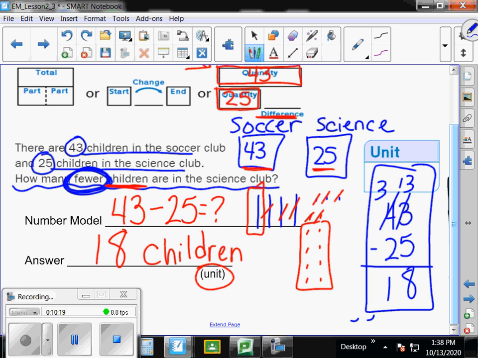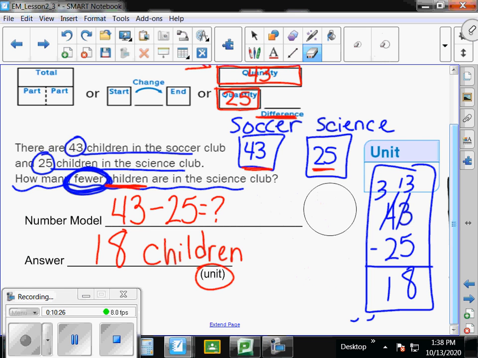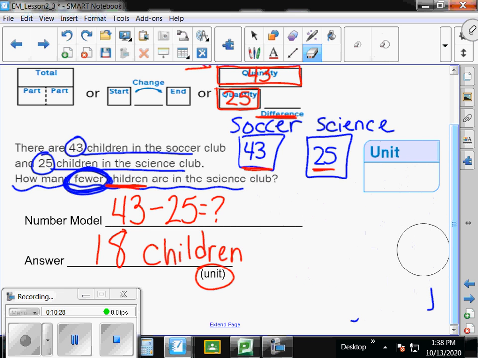All right, now maybe base 10 blocks aren't your favorite strategy. I have another favorite. This is actually my favorite strategy, besides the old-fashioned way. I like the old-fashioned way, which we're going to learn real soon. But here's the strategy I like.